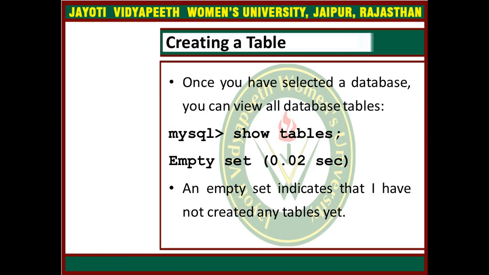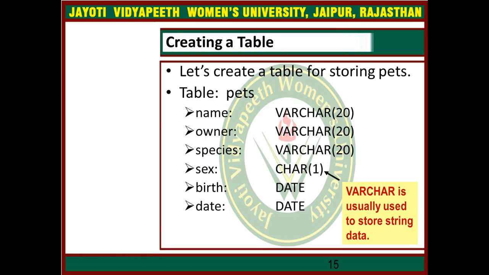Creating a table. Once you have selected a database, you can view all database tables. Like at the mysql prompt, you type show tables, and the empty set indicates that I have not created any tables yet. Now next is creating a table. Let's create a table for storing pets. This is the table of pets.